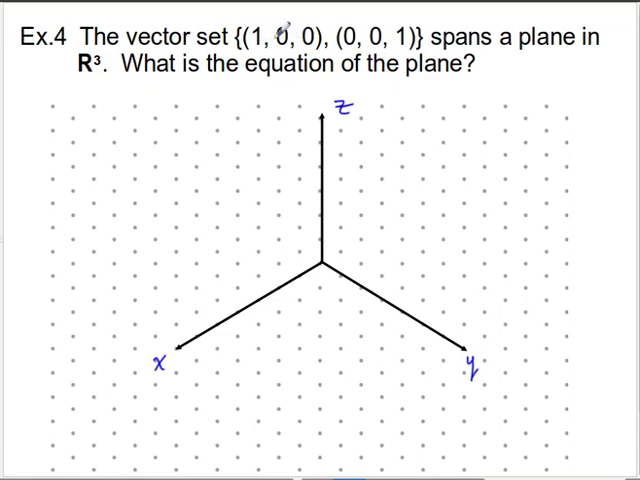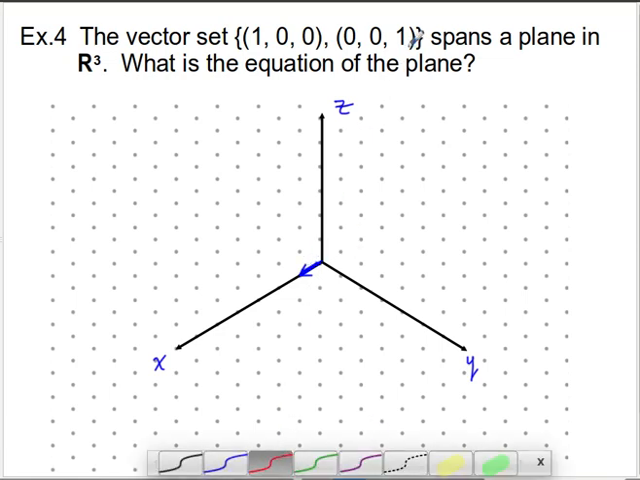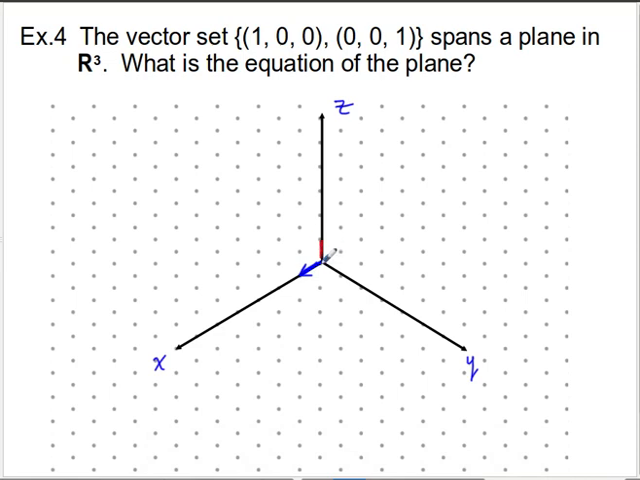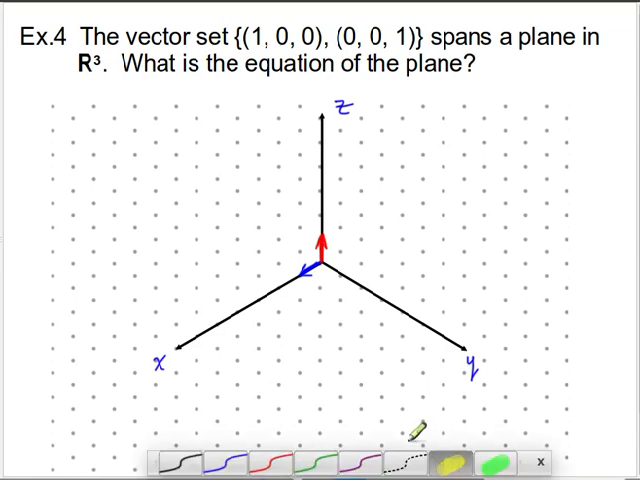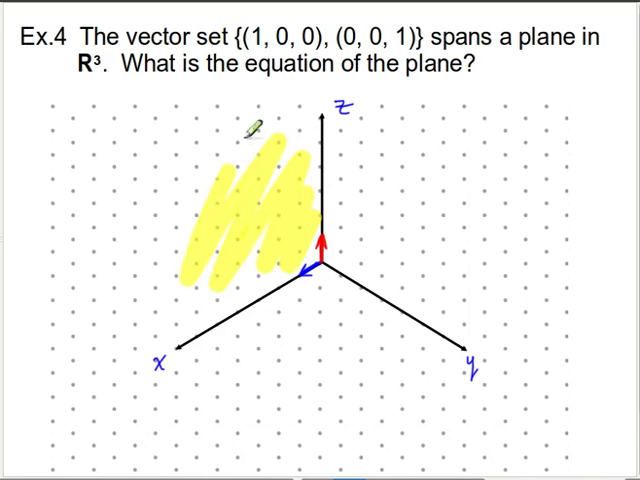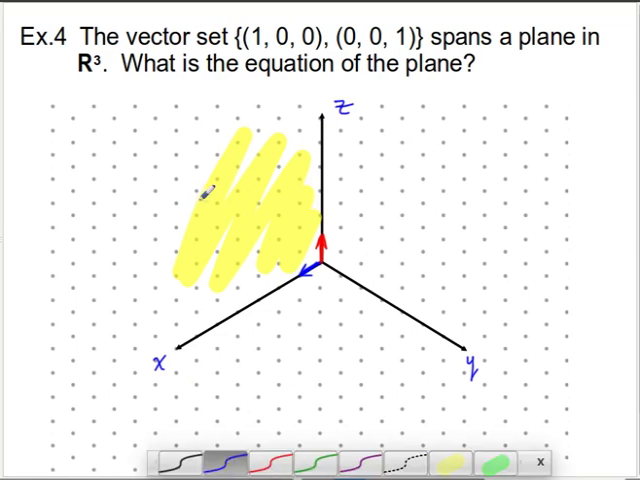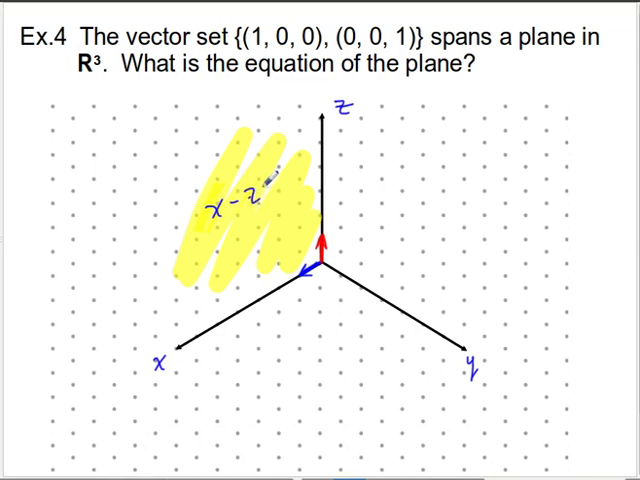And then the vector 1, 0, 0, that means 1 unit along the x direction. So I'm just going to make that a thick line with a nice clear arrow on the end. And then 0, 0, 1 is 1 unit in the z direction. And so, what plane does that span? You can see that's in the x and in the z. I know this is a crude way of showing it, but this spans the xz plane.